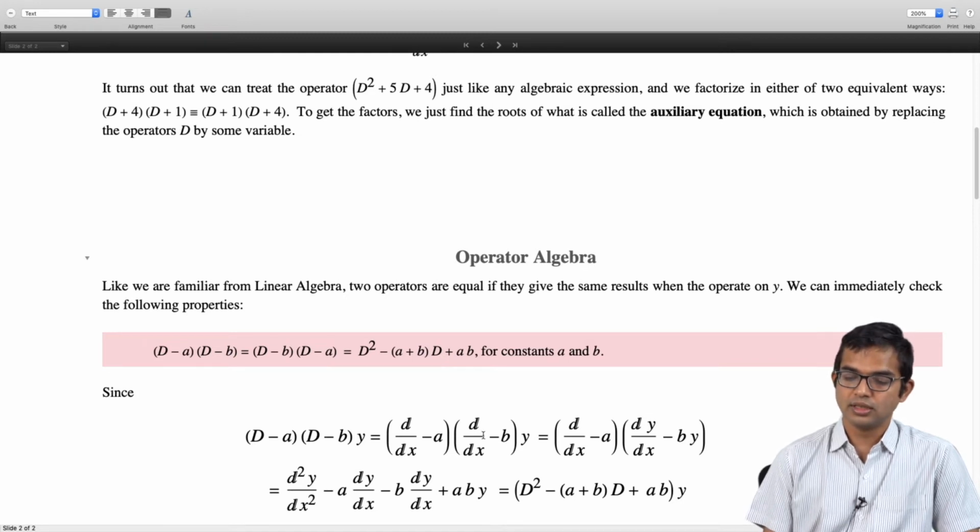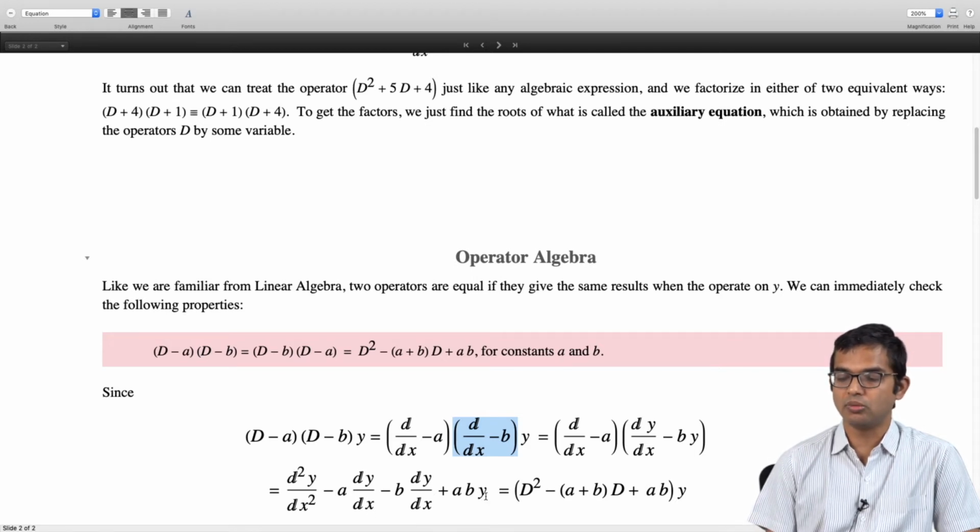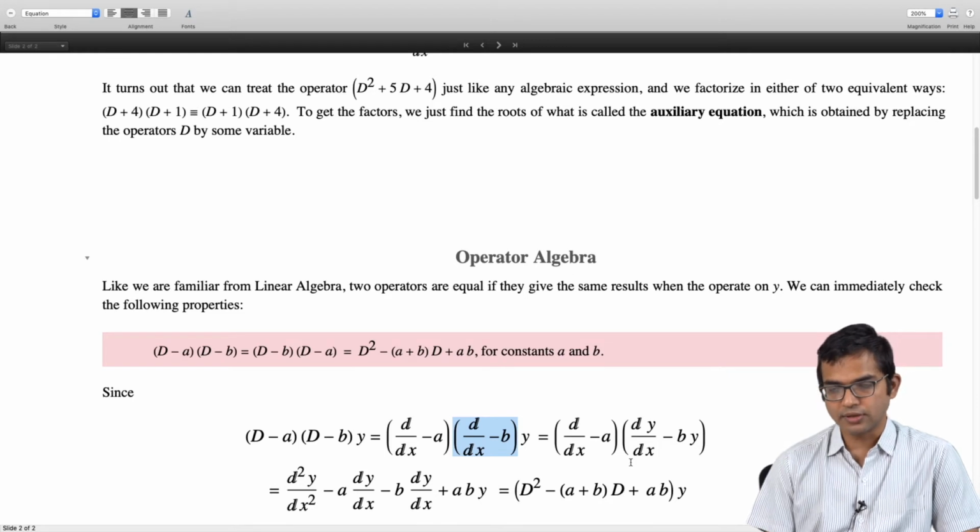So this part must be made to act on y first. Then you get (d/dx minus a) times (dy/dx minus by). It's a linear operator, so there's this property of distributivity, and once again you use the property of distributivity. So you operate with d/dx, and you get d squared y by dx squared minus a dy/dx minus b dy/dx plus ab y. You can convince yourself: each of the terms on the left-hand side will act on each of the terms of what is being acted upon.